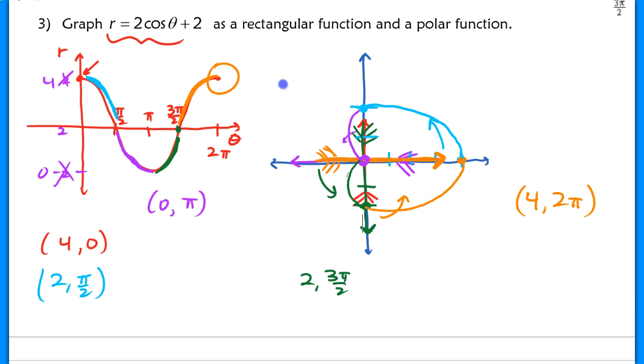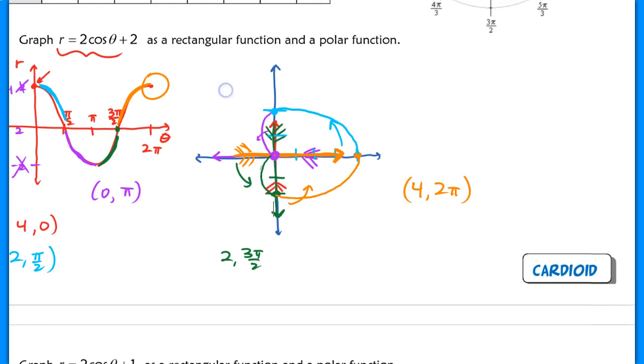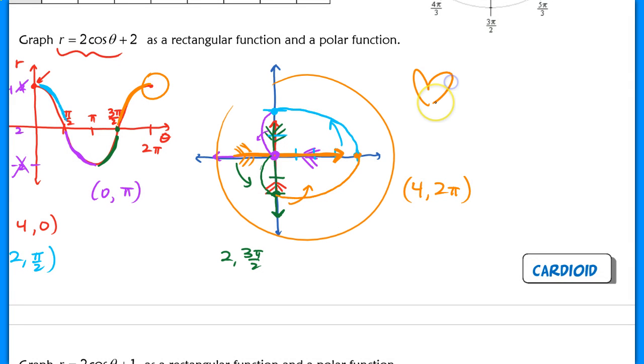Now this shape is called a cardioid because it looks like a heart. How cute. So for Valentine's Day, you should give your significant other a cardioid. Sorry, I don't know what that noise was. I think that might have been a laugh.